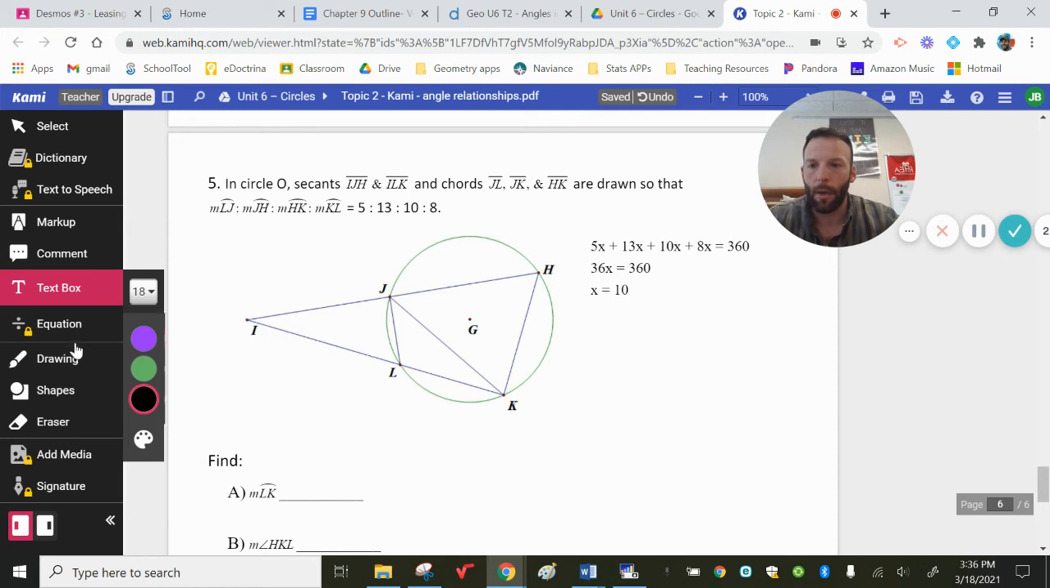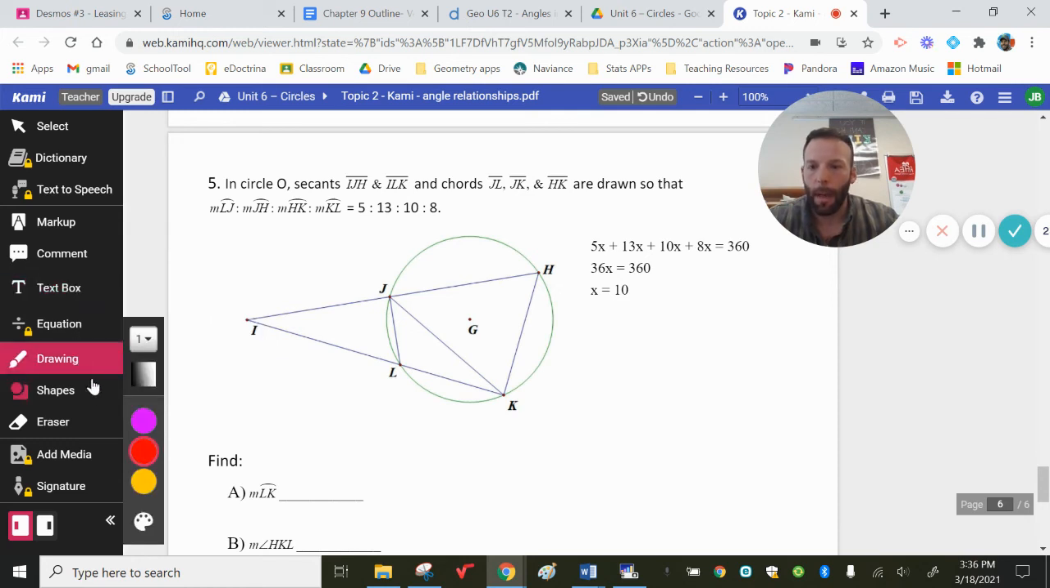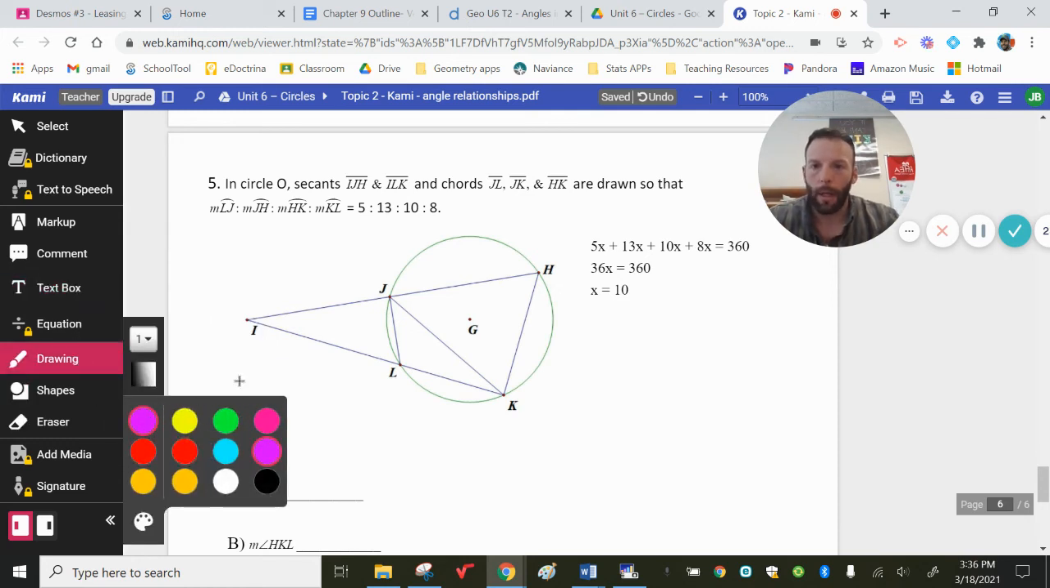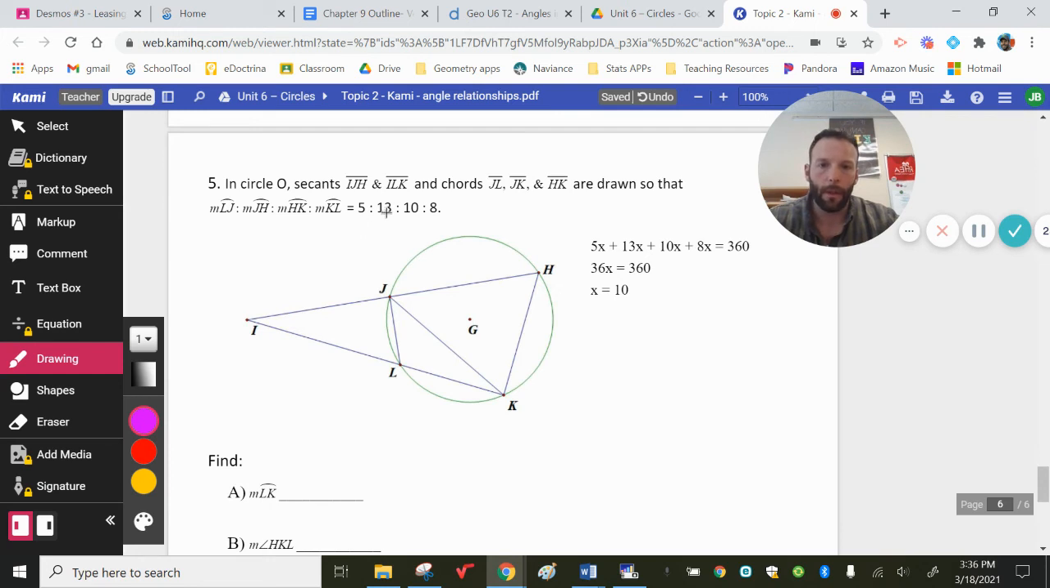So what does that tell me? It tells me that my arcs are in a ratio of 5 parts to 13 parts to 10 parts to 8 parts, and each part is worth 10 degrees. So the measure of the arc LJ has to be a 50-degree arc, since 5 times 10 is 50 degrees. Then 13 times 10 is 130 degrees, and then 100 degrees, and lastly 80 degrees. Okay, so there's step 1.